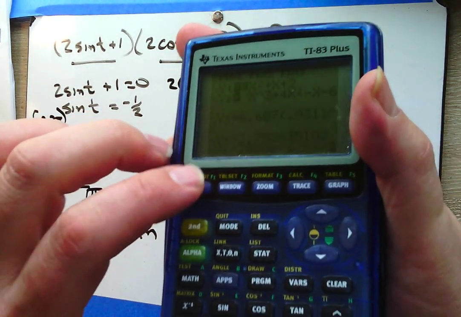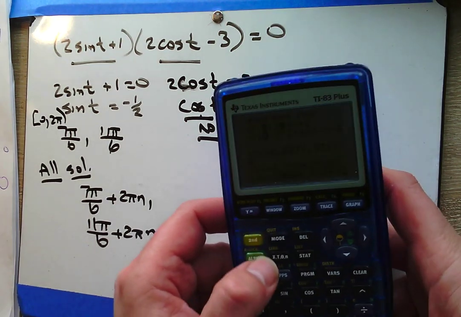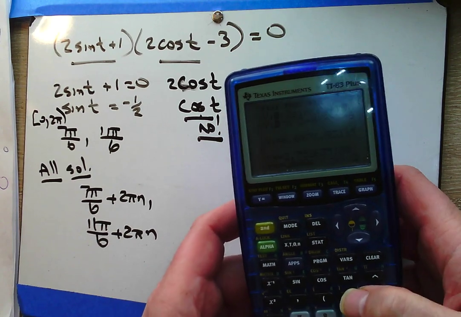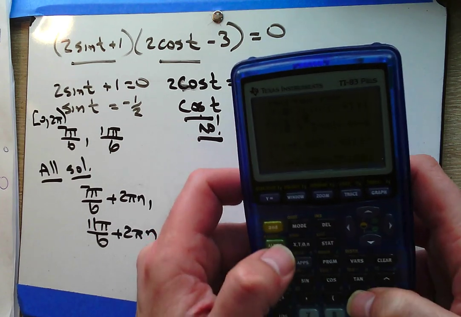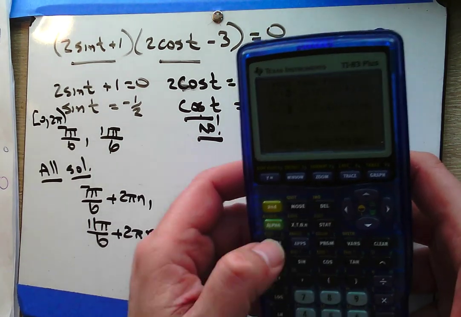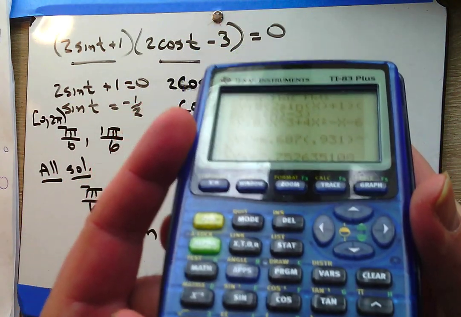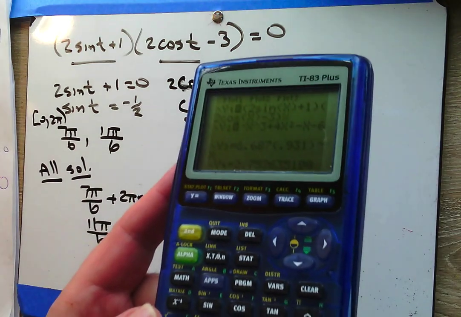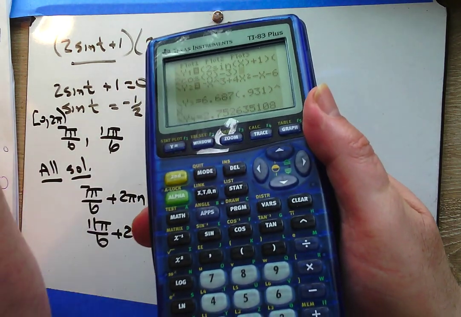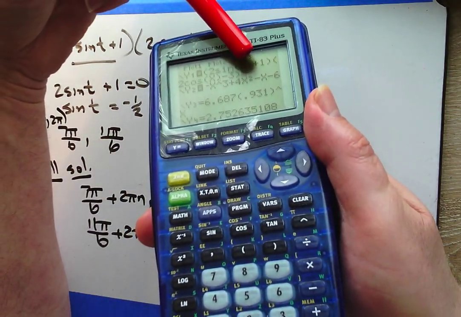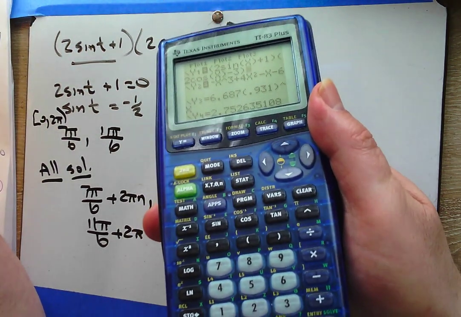Okay, so I'm going to type this in and then I'll tilt it appropriately. I'm typing in y1 equals open parentheses 2 sine t plus 1, close parentheses, open parentheses 2 cosine x minus 3, close parentheses. Notice here that you have to close the parentheses on the sine and cosine before you add the 1 and subtract the 3.